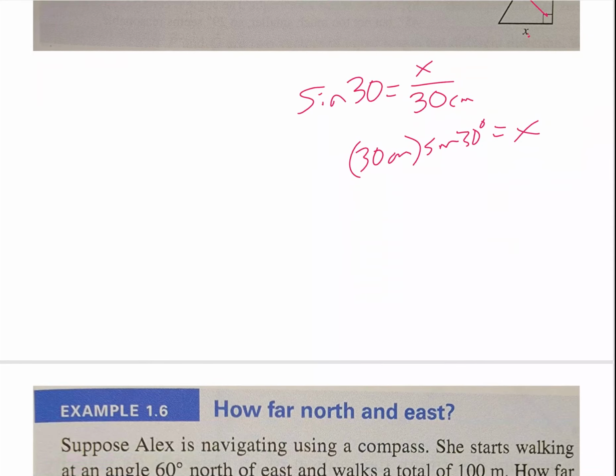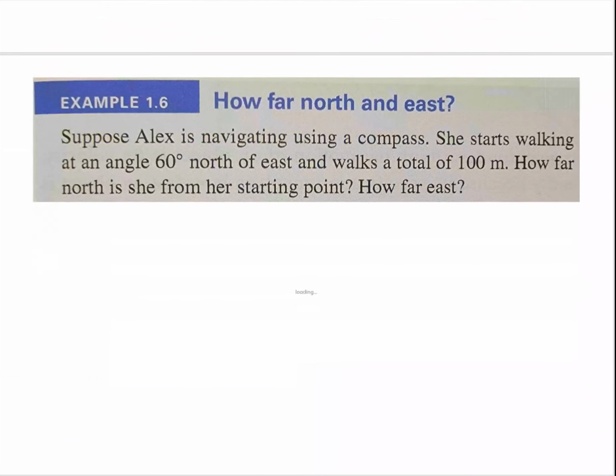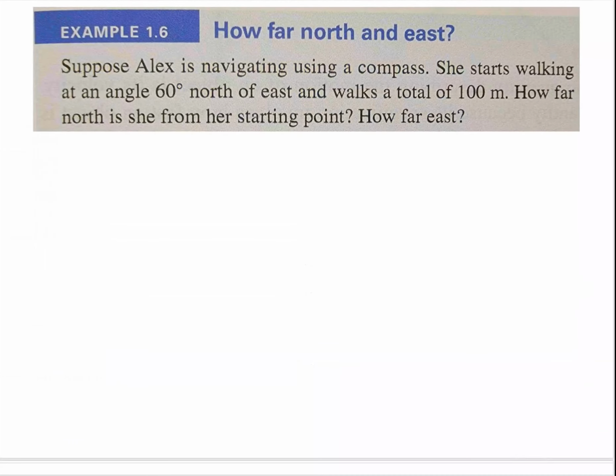Okay. How far north and east? So suppose Alex is navigating using a compass. She starts walking at an angle 60 degrees north of east. She walks a total of 100 meters. How far north is she from her starting point, and how far east?